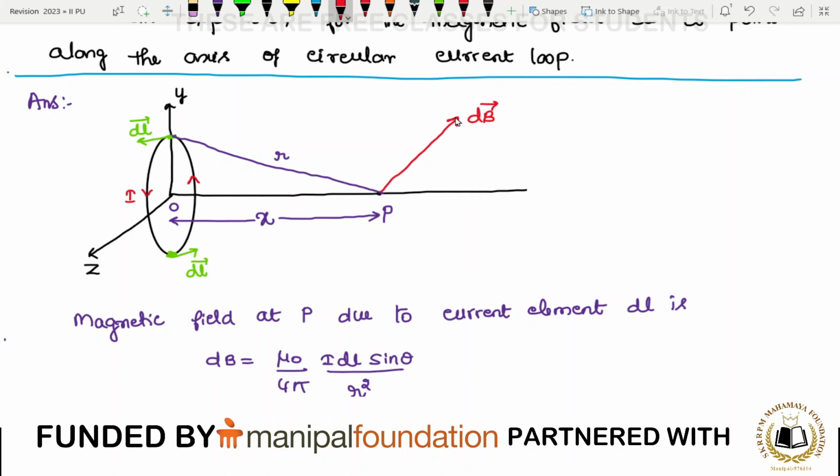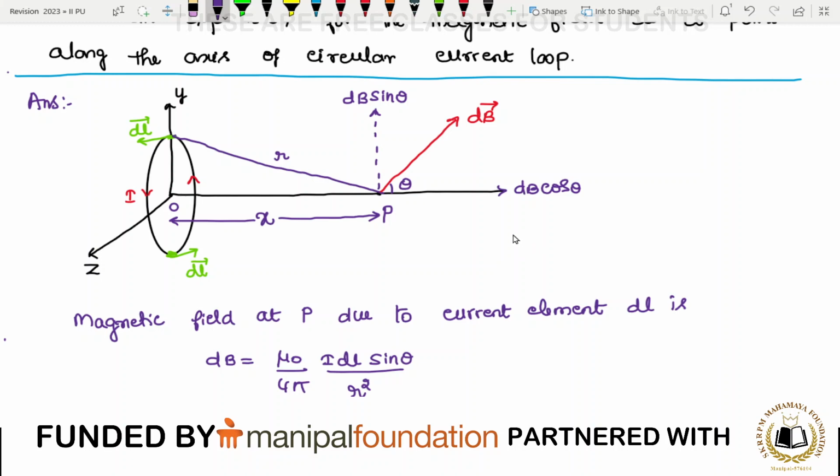Now this dB is neither in the x-axis nor in the y-axis. So we have to resolve this one. So I'll take this angle here as theta. This is my x-axis here, and this is my y-axis here. If we resolve this dB, here becomes what? dB sin theta. And this one is dB cos theta.